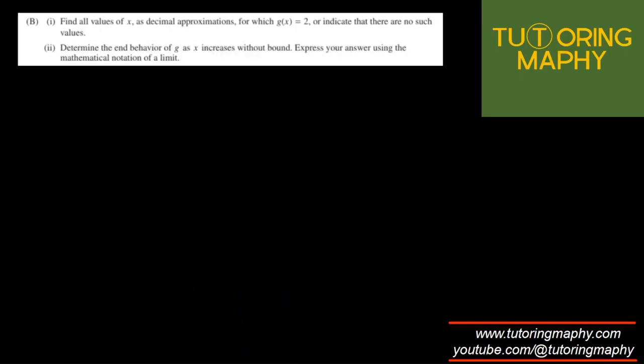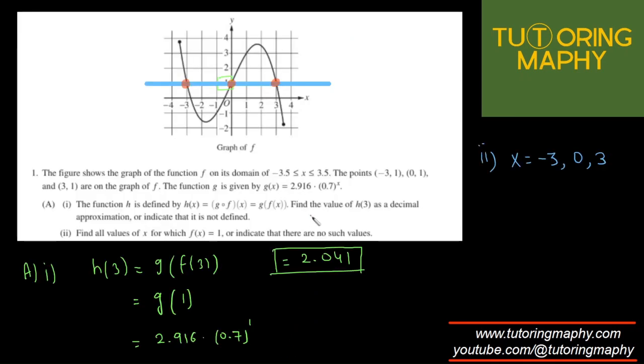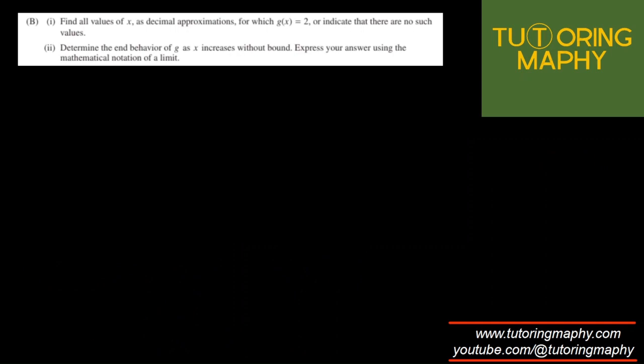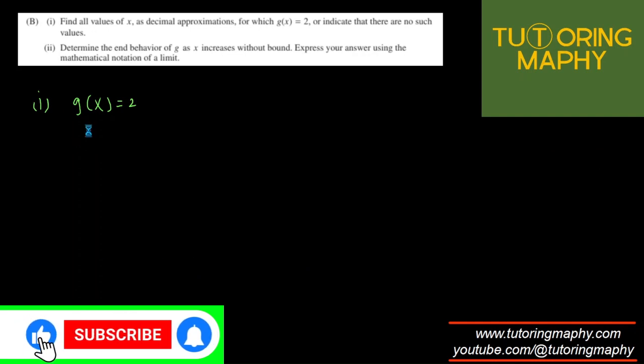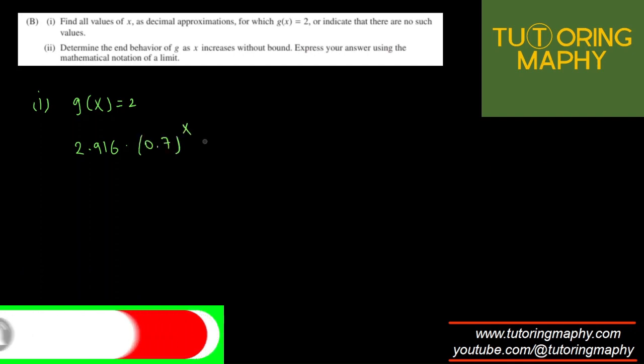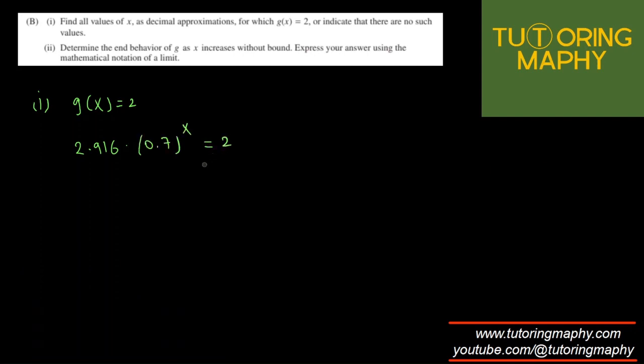This one says find all the values of x as decimal approximation for which g is 2, or indicate that there is no such value. I'm going to go back and see the g function over here. It's this weird thing once again, 2.916. So I'm looking for g of x equal to 2, and that's where we're going to need the help of a calculator. So it's 2.916 multiplied with 0.7 raised to x is 2.